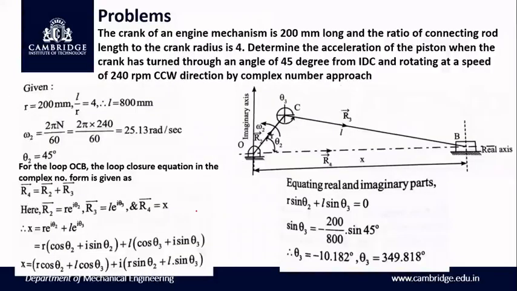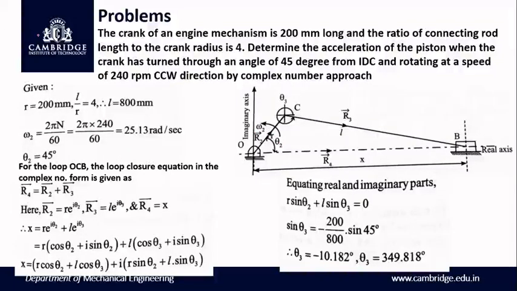Let us move on to one example problem. Here the crank of an engine mechanism is 200 millimeter long, and the ratio of connecting rod length to the crank radius is 4. Determine the acceleration of the piston when the crank has turned through an angle of 45 degrees from IDC and is rotating at a speed of 240 rpm in the counterclockwise direction, by the complex number approach. This is the problem statement, and the diagram is also given.